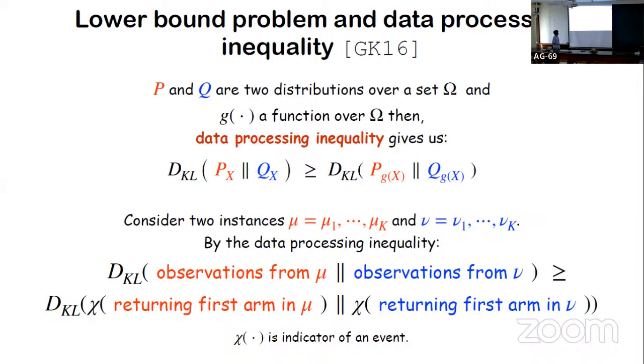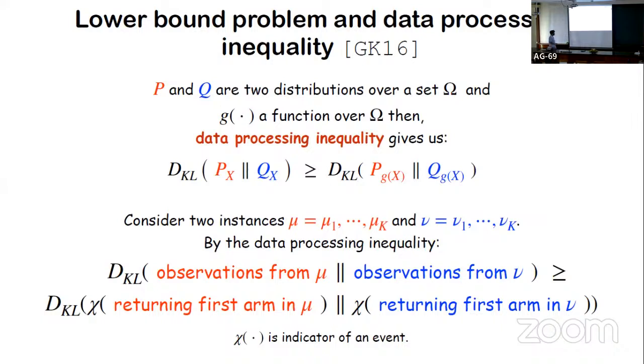Again, consider two instances, the red one mu and the blue one nu. Then the KL divergence between the distribution of the observations from mu and the observations from nu is at least the KL divergence of these two Bernoulli events. This is like returning the first arm in mu and returning the first arm in nu.